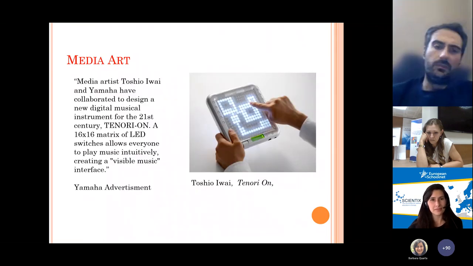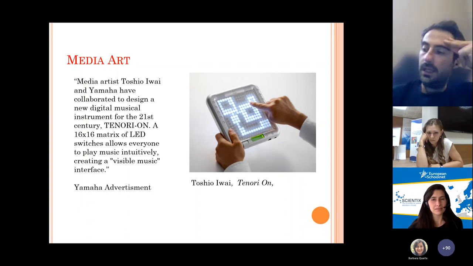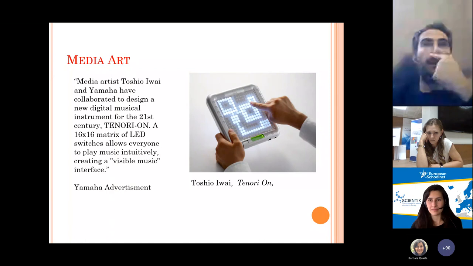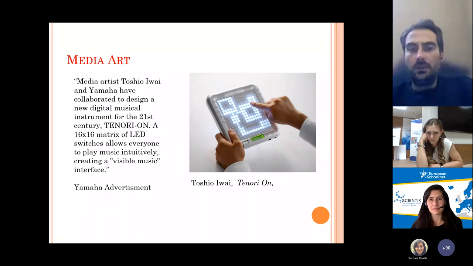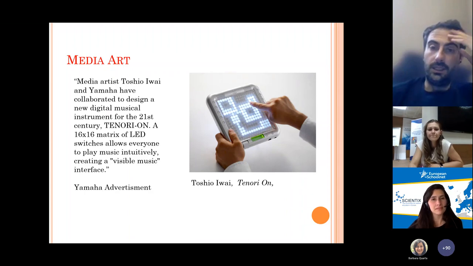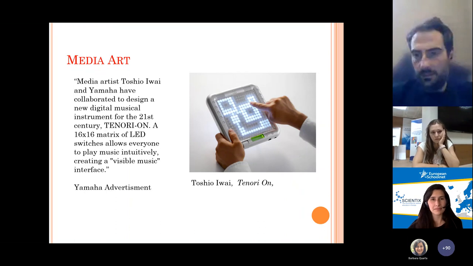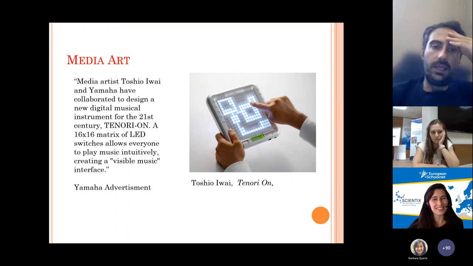So again, jumping into history, we are at the end of the 90s, and Toshio Iwai, a media artist based in New York, created the Tenorion, a rudimentary tool for creating digital music. Yamaha saw this and invited Toshio Iwai to create another one in their company, so Toshio had the possibility to work with advanced technology and better expertise, and he created the Tenorion.